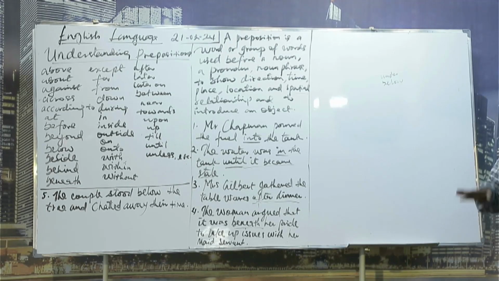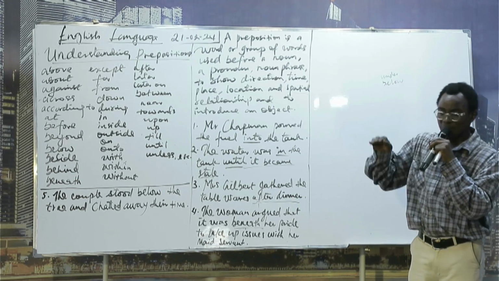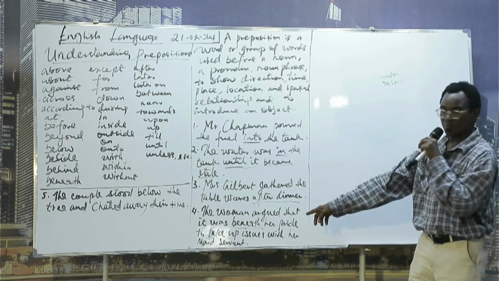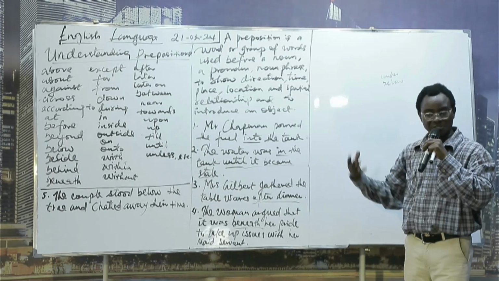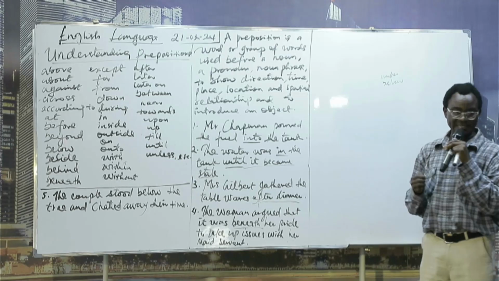She means it's not something I can do. It is lowering myself down, my reputation, my dignity, my worth as a woman. To take issues with my maidservant is bringing myself low. So that is the meaning. The meaning is an idiomatic one. Are we making sense here?